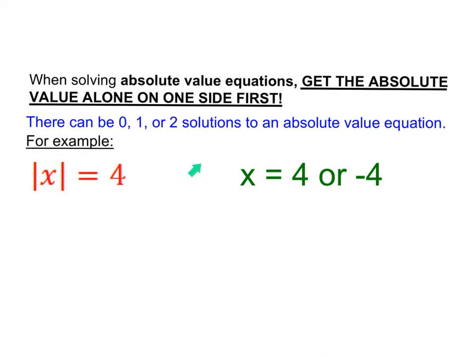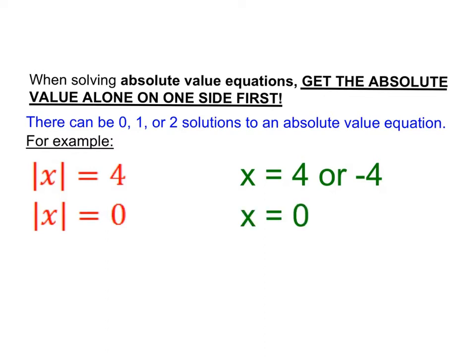How can I only come up with one solution? Absolute value of x equals what? 0. Because there is no such thing as positive or negative 0, it's just 0. This is the only way that I can come up with one solution.